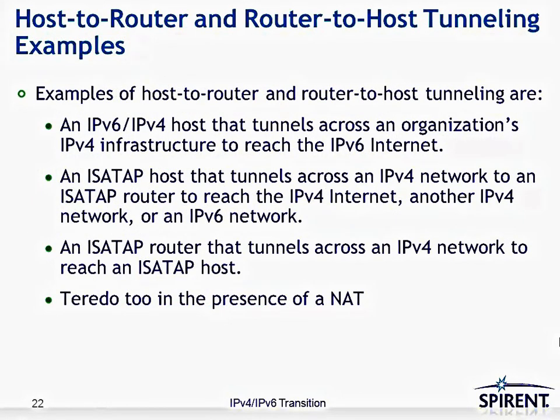Some of the examples of host to router and router to host tunneling: an IPv6 host that needs to tunnel across an organization's IPv4 infrastructure to reach the IPv6 internet. An example of host-based tunnels is ISATAP, which we'll describe more in the second topic. Another example of a host-based tunnel is Teredo, if you're running in the presence of a NAT.